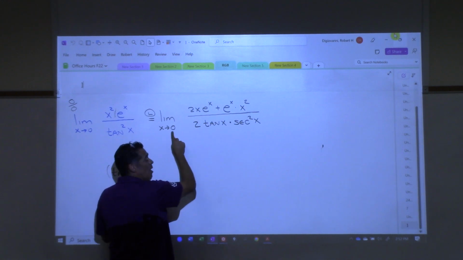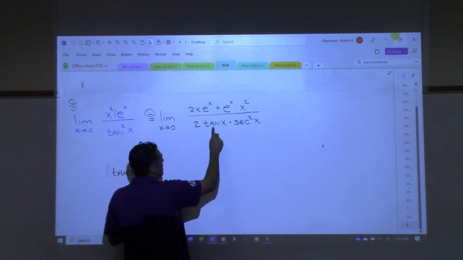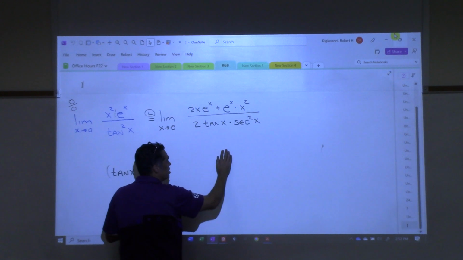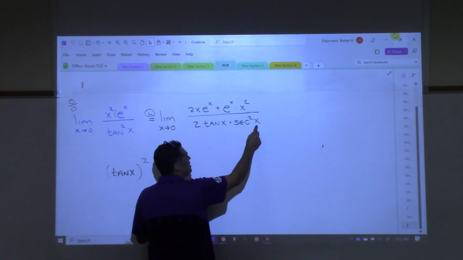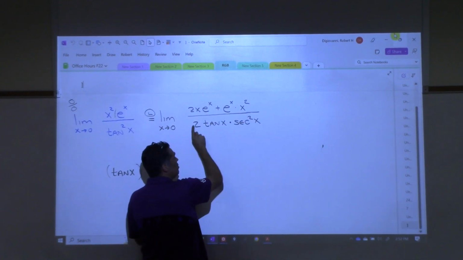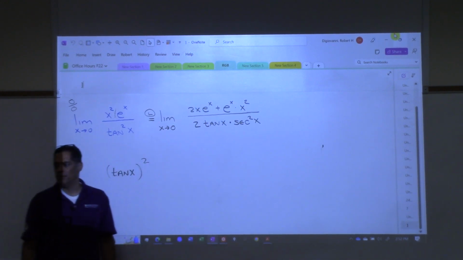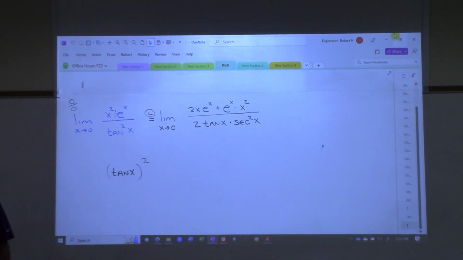Okay, 0 on the bottom. I'm hoping to not get 0 here. Tangent of 0 is 0. What's secant of 0? 1, right? Because secant is the reciprocal of cosine. So secant of 0 is 1. 1 squared is 1. So that's a 1, that's a 2, that's a 0. So I have 0 on the bottom. So we got 0 over 0 again.